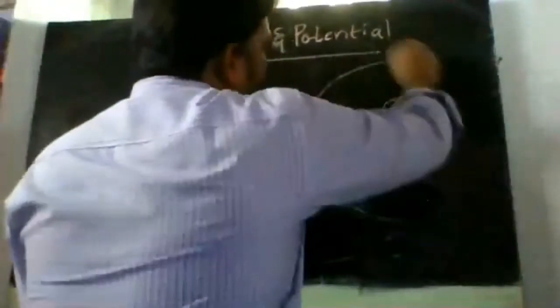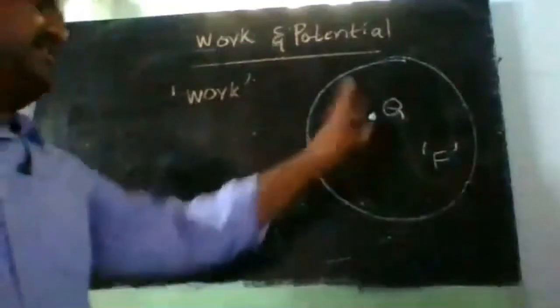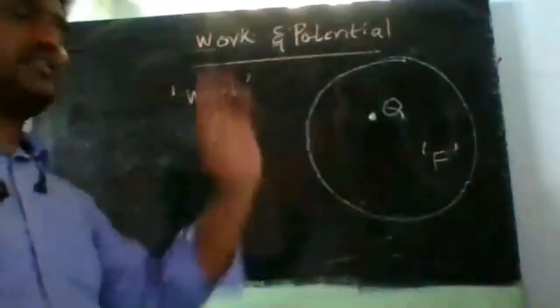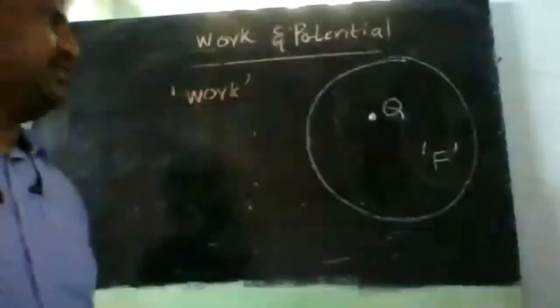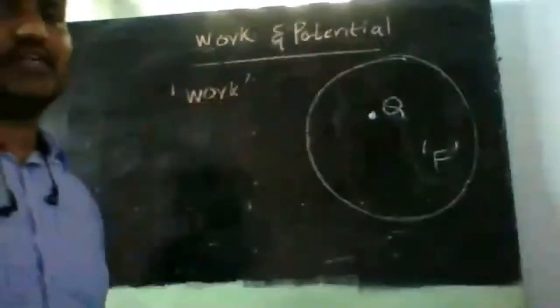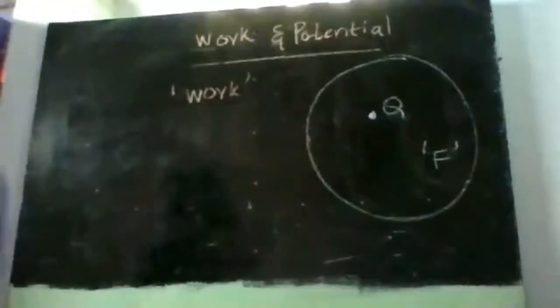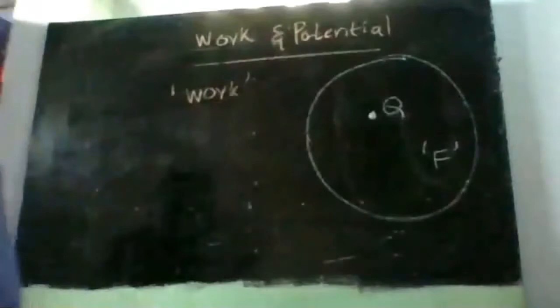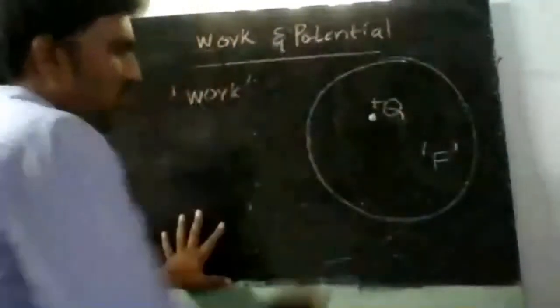Because of this charge there will be some force around this charge, so there is some force F. Around this charge q there is a region where the force because of this charge will be felt. That region we call electric field intensity. Let the force produced by this charge be F.